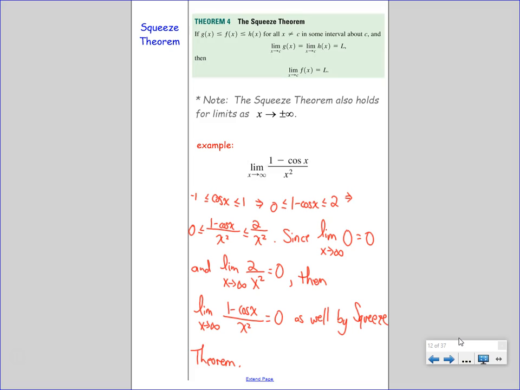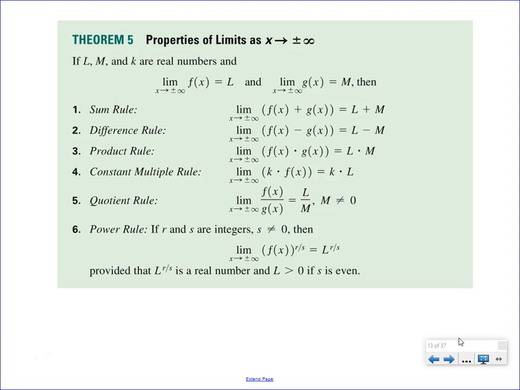Tangent, is that going to be super helpful as I go to infinity? It's just going to be infinity, right? Or it's going to be DNE because it oscillates. Anyway, that's going to be a bit more complicated.